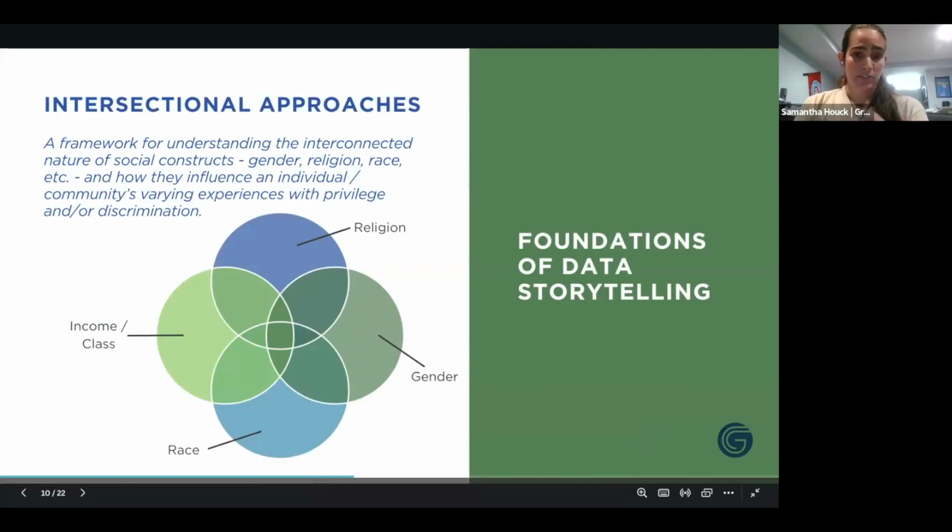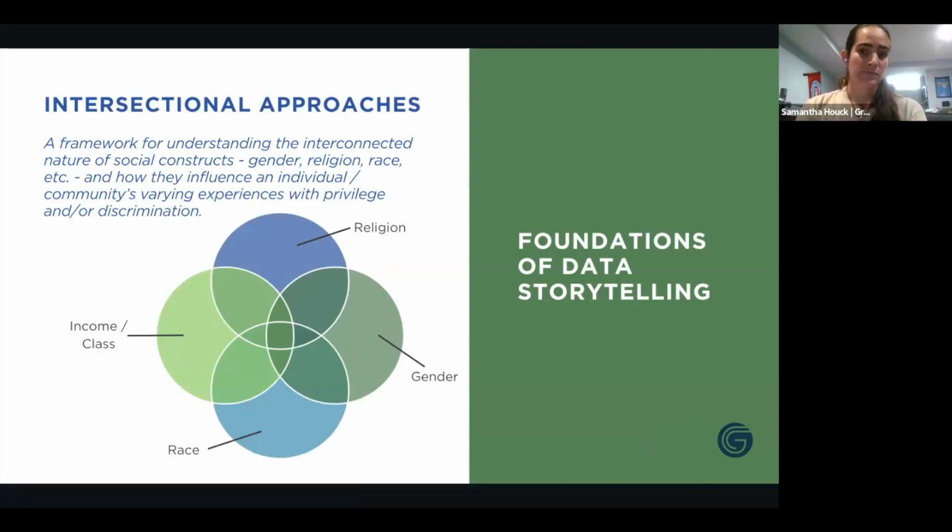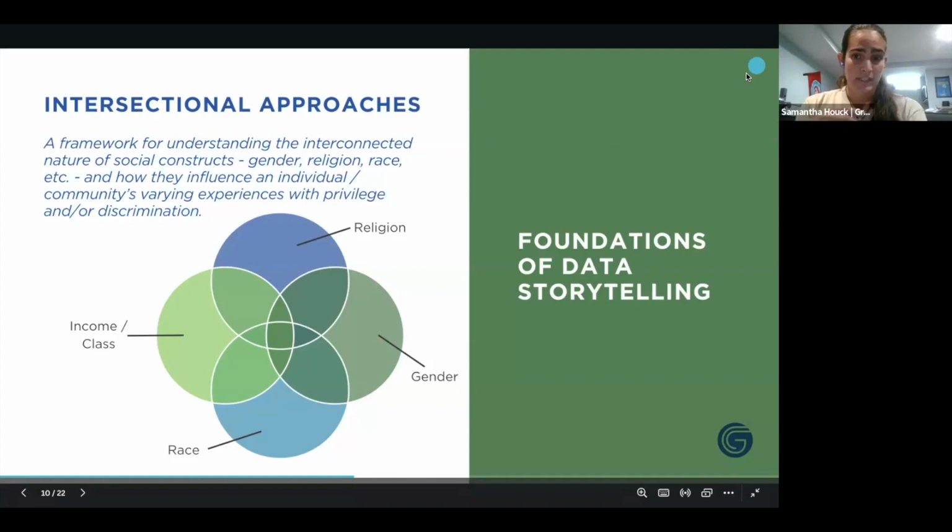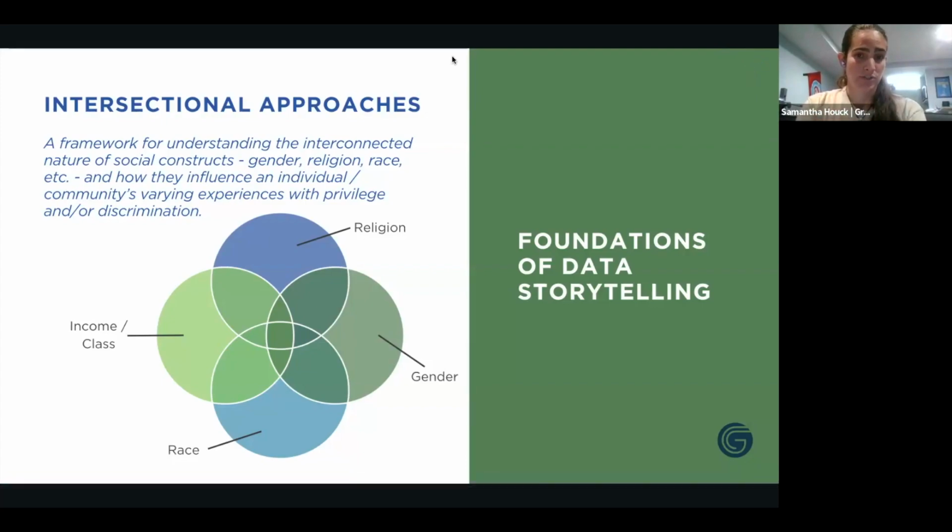We're going to talk about intersectional approaches. And this is a framework for understanding the interconnected nature of social constructs such as gender, religion, race, etc., and how they influence an individual or community's varying experiences with privilege and/or discrimination. So in the graphic here, you can see an example showing some of the different social constructs that can make up an individual or community.